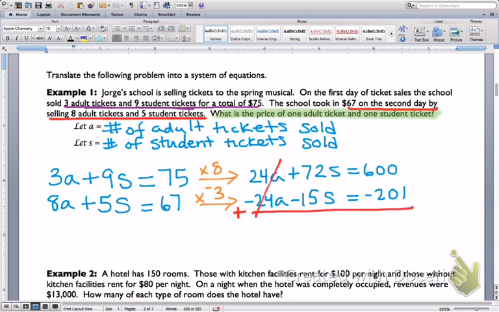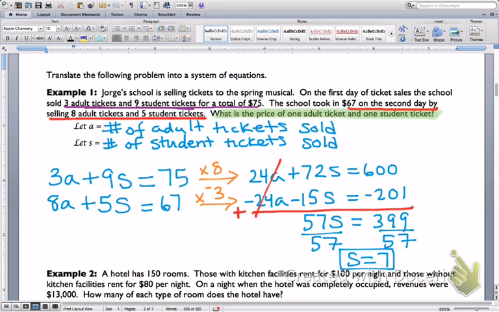So the 24A's cancel because they're opposites. 72 minus 15 is 57S equals 600 minus 201 is 399. We divide by 57 on both sides, and we get S equal to 7 after we divide.